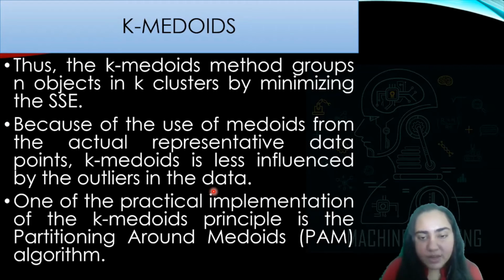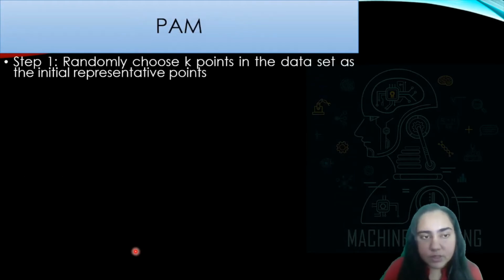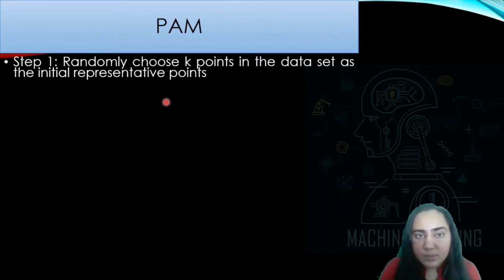And one of the practical implementations of the K-Medoids principle is known as the partitioning around medoids algorithm, which is also known as PAM. So the PAM algorithm is used to implement K-Medoids. Let's see what happens in this algorithm. It has several steps. The first step is to randomly choose k points in the dataset as the initial representative points. So here also it is random. You have to choose k random points.